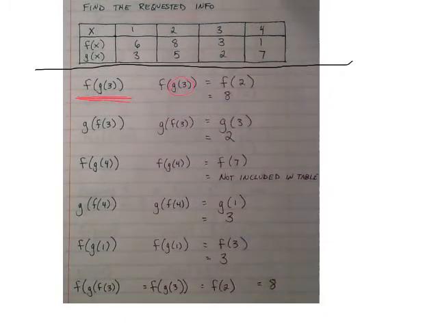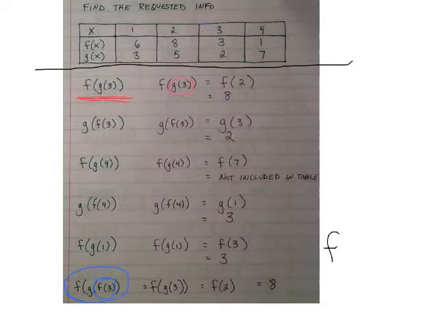So in the final example, notice I composed it even further. Rather than just two functions, I went to three functions. So first I need to find f of 3, which is 3, and then I want to find g of 3, which is 2, and then I want to find f of 2, which is 8.